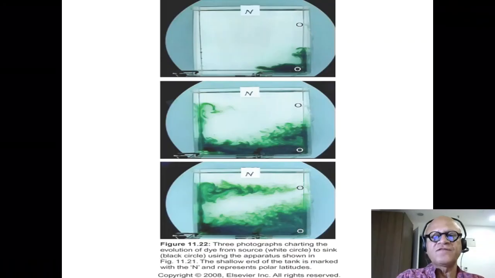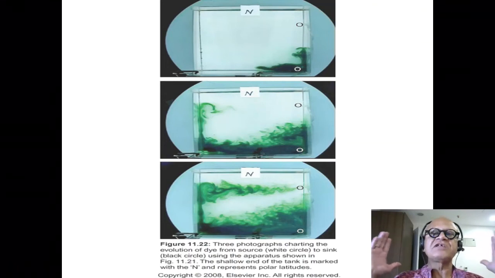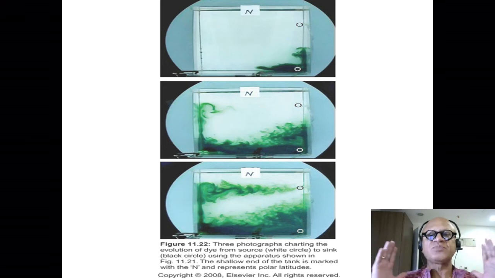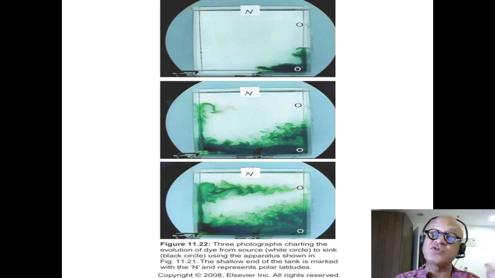So let's add a tiny bit more to this idea of why western boundary is preferred in the ocean. I hope it's very clear. Ocean has boundaries as opposed to the atmosphere, which has no boundaries. And as soon as you put boundaries and you try to move things in the rotating system, western boundary intensification happens because of constraints on mass budget and vorticity budget. Vorticity has to be balanced, mass has to be balanced.